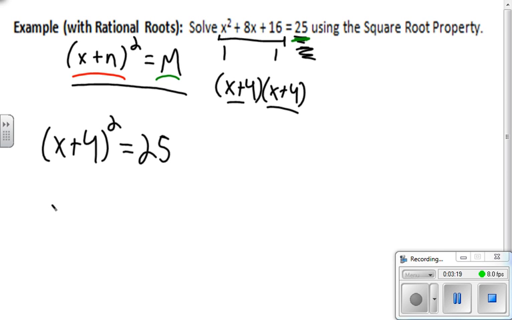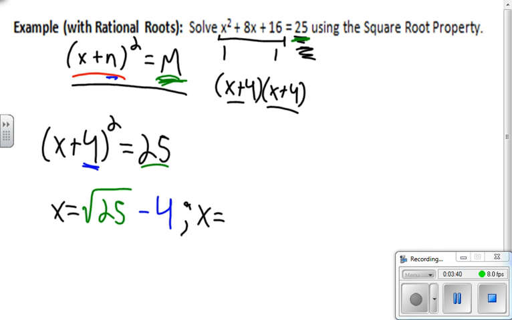And we would say x equals, remember, the square root of m, or square root of 25, and our n value found over here, we have to subtract that. So from here, continue it out and say then that x equals square root of 25, which is 5, minus 4 here, gives us 1. So we'd say 1 equals x, or x equals 1.